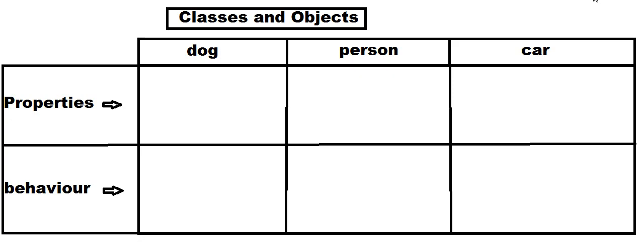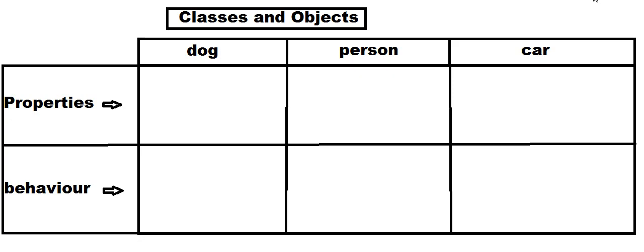Now, what is an object? Anything that you're surrounded with is an object. For example, a dog is an object. A chair is an object. A person, a TV is an object. A car is an object. Let us consider three objects here: a dog, a person, and a car.